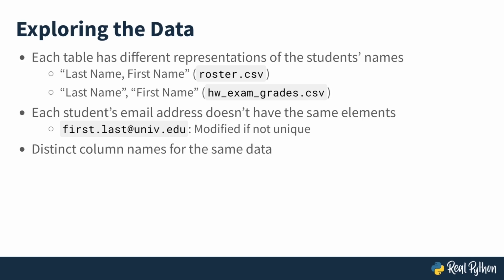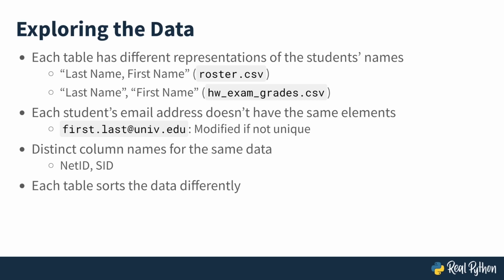We also saw that some of the columns, in particular the net ID and the SID in the two different files, they refer to the same data, but the field names are different. And so, again, this is a key thing that we'll have to make sure we're aware of when we're merging in the data.